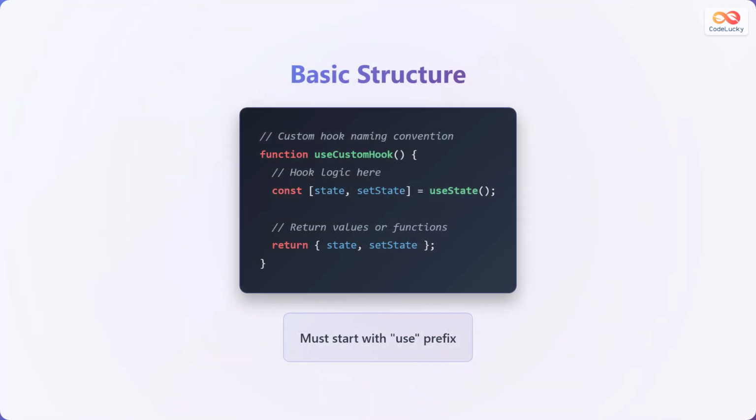Here's the basic structure of a custom hook. Note that the custom hook naming convention starts with the word use. Inside the function definition, add your hook logic. You can use the useState hook. Finally, return values or functions. A must-remember point is, custom hooks must start with the use prefix.